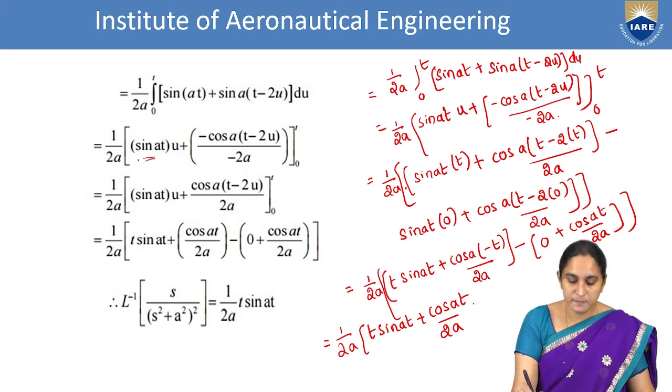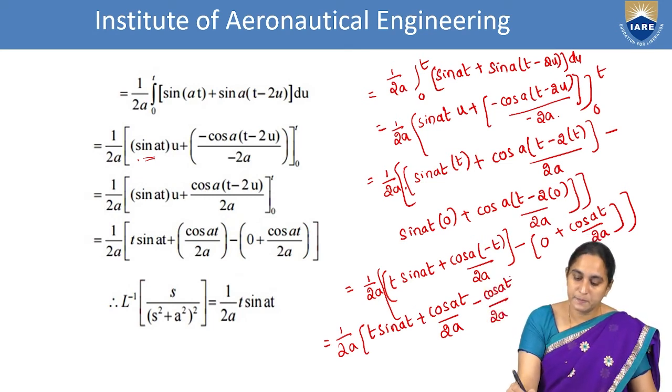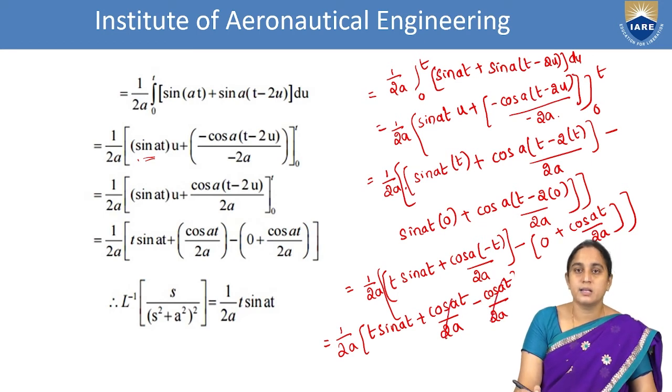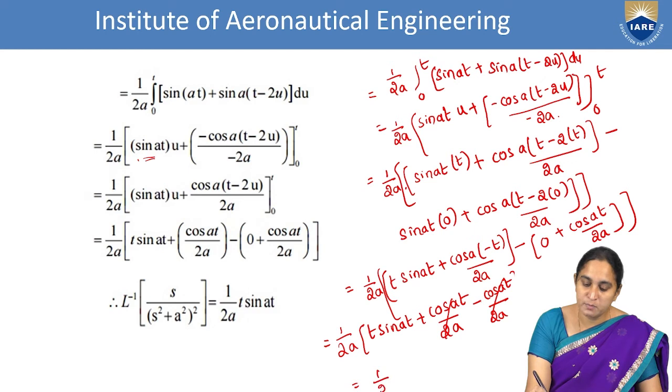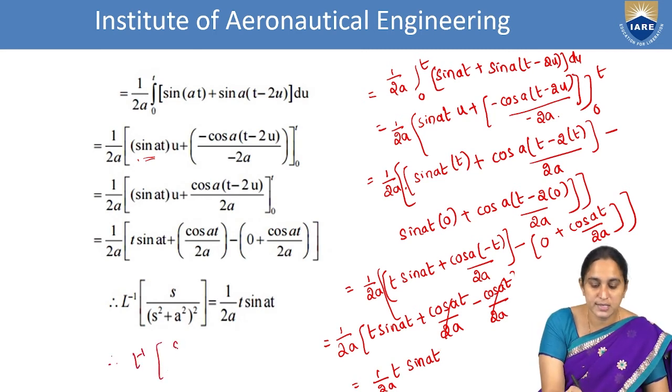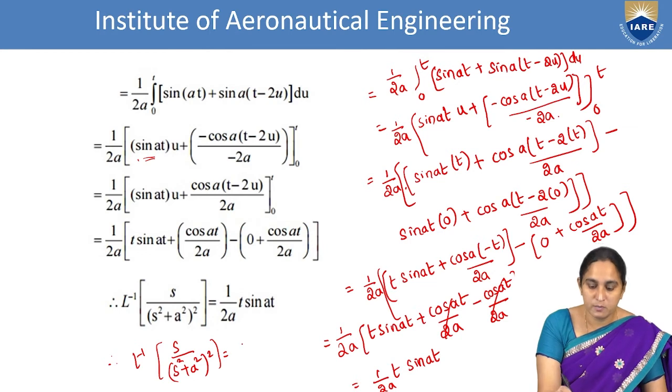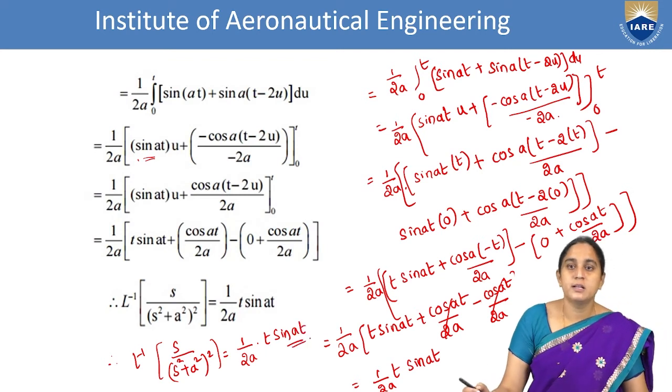Here minus cos at by 2a. So 1 by 2a into t sin at plus cos at by 2a and minus cos at by 2a. Here both cancel. From that, the answer is 1 by 2a into t sin at. Therefore, Laplace inverse of s by (s square plus a square) whole square is equal to 1 by 2a into t sin at. This is the final answer for this.